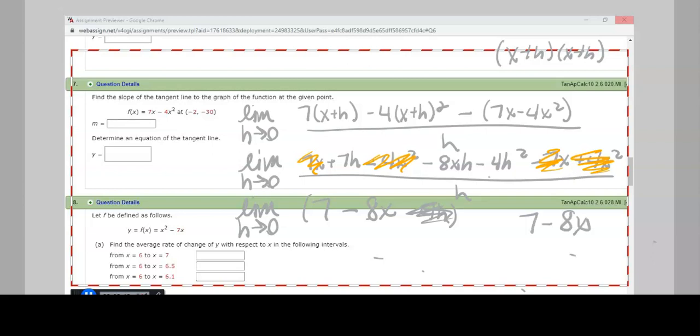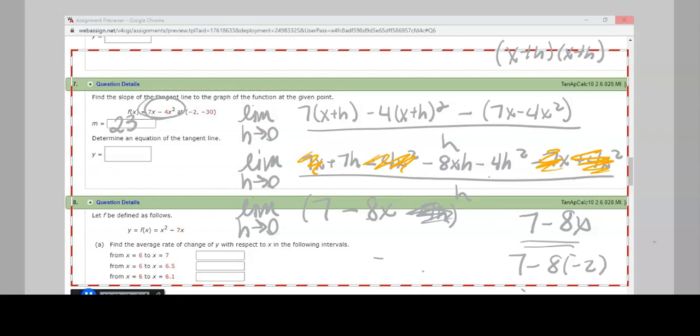So instead of m equals y2 minus y1 over x2 minus x1, our formula for slope for this specific curve is this. Okay, so where do I want to evaluate it? I want to evaluate at -2. So 7 minus 8 times -2 is going to be 7 plus 16, and 7 plus 16 is 23. So my slope is 23.